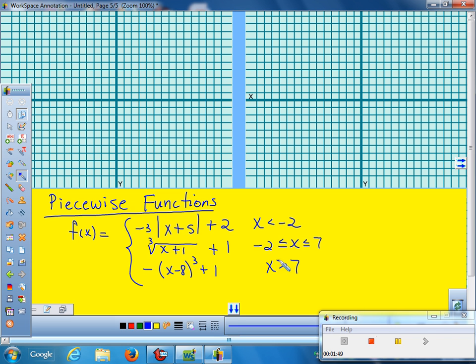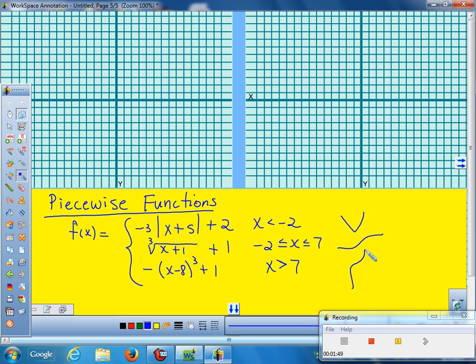This first piece is what shape? An absolute value is a V. Then it's going to have a cube root on it, which is a sideways parabola. And then it's got an x cubed on it, which is a regular vertical parabola. It's going to have a little piece of each of those in there. What you have to be careful of is these boundary lines out here.